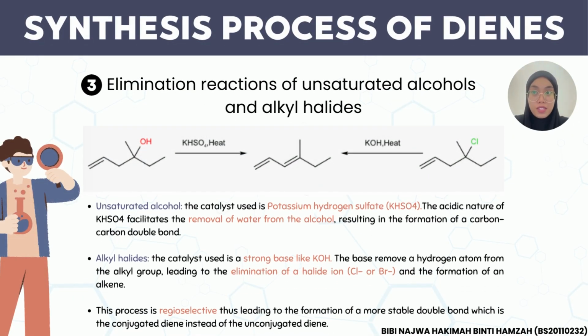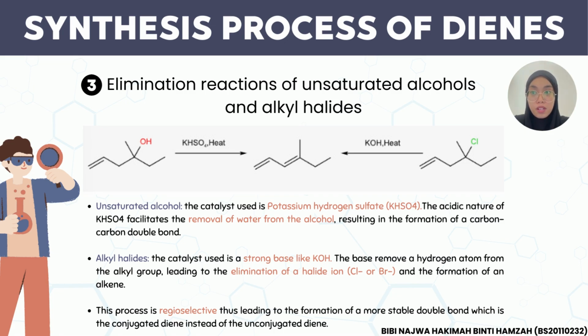Next is the elimination reaction of unsaturated alcohol and alkyl halides. Conjugated dienes can be prepared by the elimination of unsaturated alcohol and alkyl halides, where for unsaturated alcohol, the catalyst used is potassium hydrogen sulfate. The acidic nature of KHSO4 facilitates the removal of water from the alcohol, resulting in the formation of a carbon-carbon double bond. In alkyl halide, the catalyst used is a strong base, like KOH.